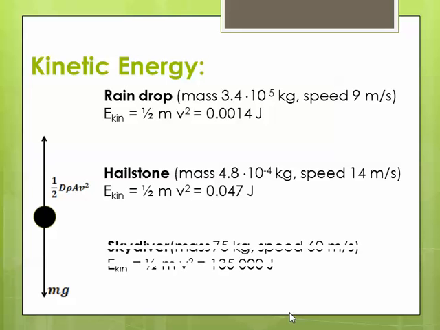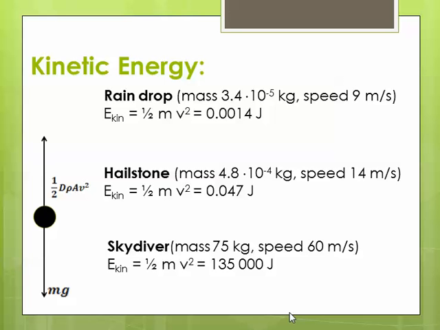Let's look at the kinetic energy of the skydiver. It's got quite a large mass, 74.5 kilograms, and a large speed of 60 meters per second. A half mv squared equals 135,000 joules. This is a very large kinetic energy. So as the skydiver falls with a terminal velocity of 60 meters per second, the skydiver has got a very large kinetic energy. Very, very large. 135,000 joules.